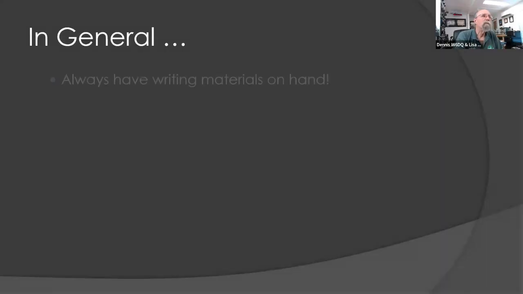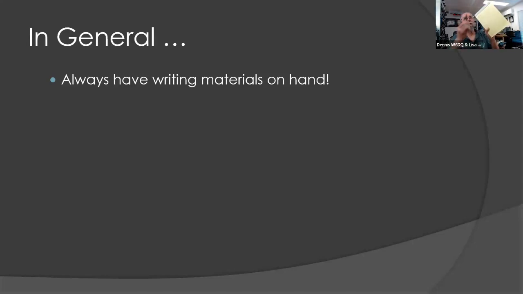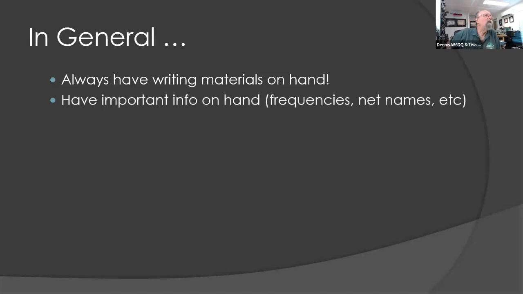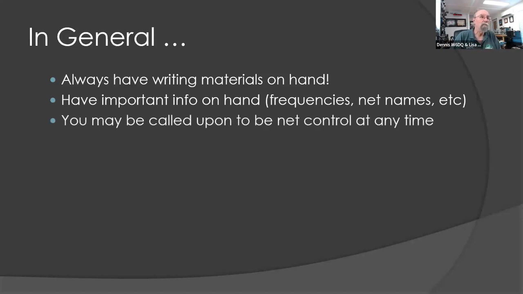So in general, I think it's important when you're in a net, always have writing materials on hand, a pad of paper and a pen or a pencil. Make sure you've got that close at hand so you can take notes. Have important information on hand, like frequencies, the names of the nets, like I just described. Nets have tactical names. Make sure you have all that information about the frequencies and all that for your group. Remember that you may be called upon to be net control at any time.